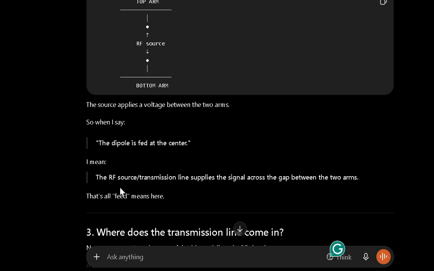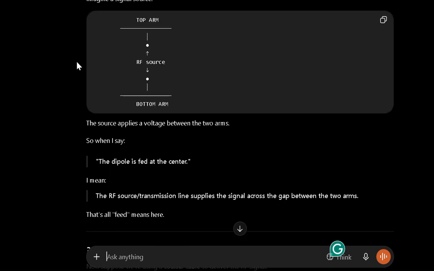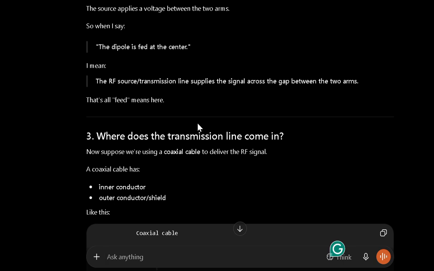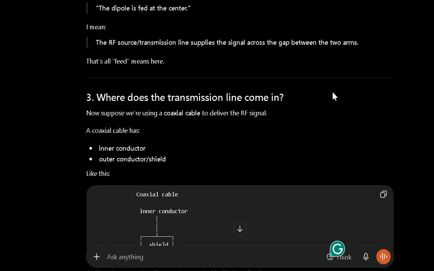The RF source and transmission line supply the signal across the gap between the two arms. So the RF source comes, a transmission line comes here, and the feed is connected to the top and the bottom, separately the inner and outer conductors. Where does the transmission line come in?